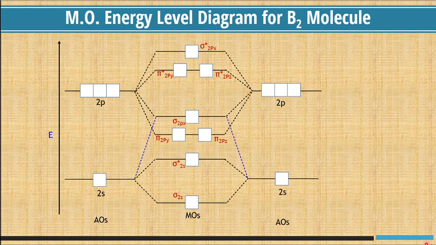The energy gap between the 2s and 2p orbital is less, therefore the 2s and 2p orbitals interact with each other.